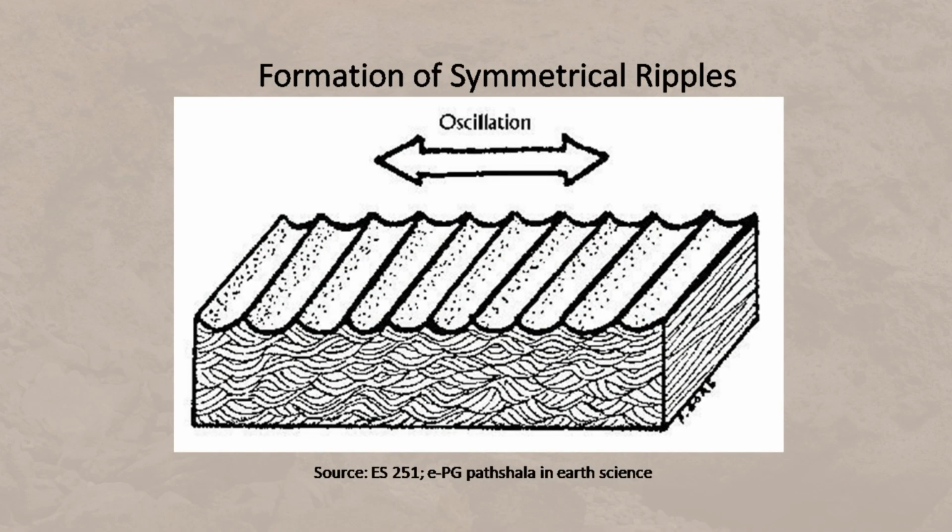Let us see a diagrammatic show of formation of symmetry. You can see that there is a water oscillation on two sides. So therefore, sometimes sediment goes to the right, sometimes sediment moves to the left. Therefore, the lee side and stoss side both are of the same angle. So therefore, they are called symmetrical ripples.